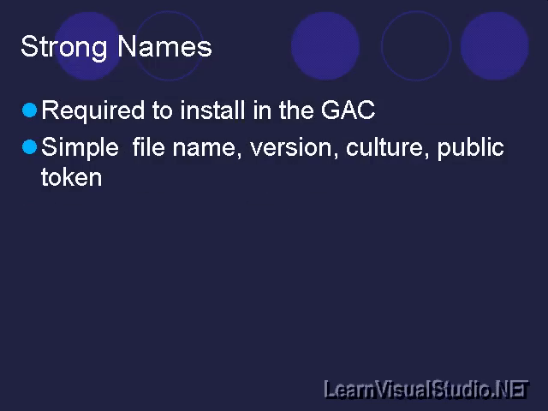So as I mentioned earlier, one of the requirements of using the GAC is that the assemblies that you put in there have to have what's called a strong name. A strong name basically just means that your assembly has four attributes. It's got a simple name, which is just the file name minus the file extension. It's got a version, some culture information, and a public key token. And I'll show you what all this looks like in an assembly in just a moment.